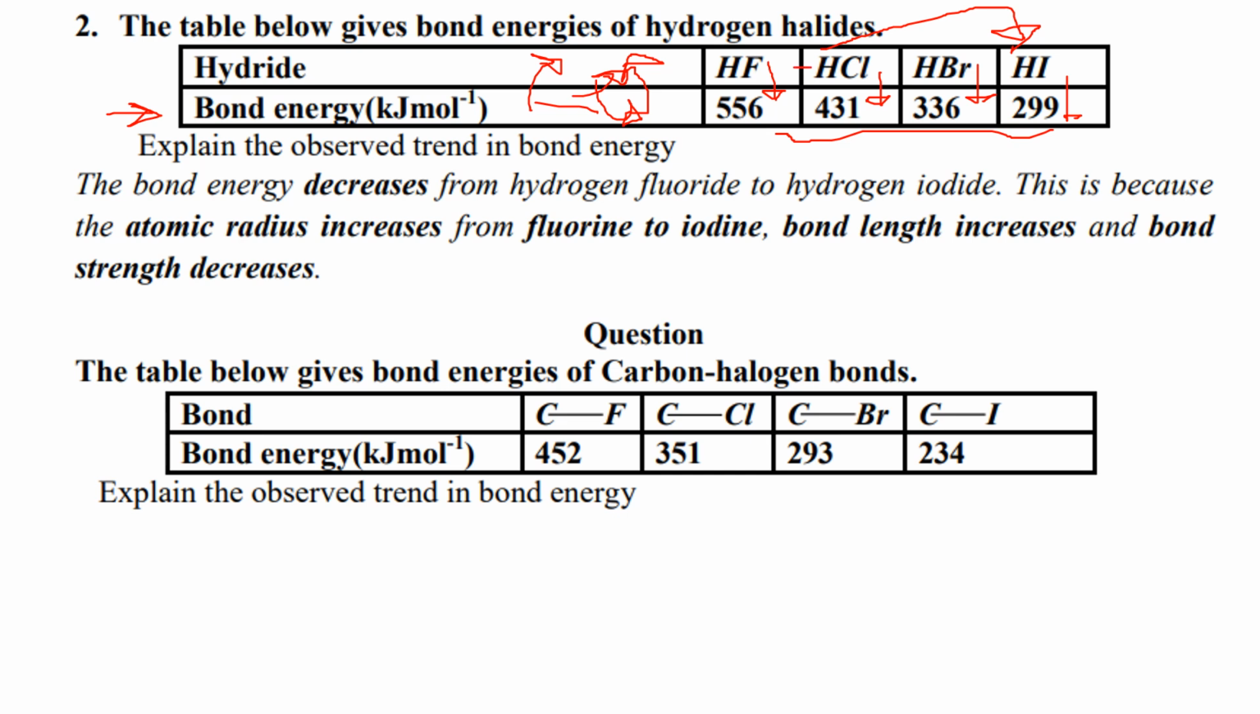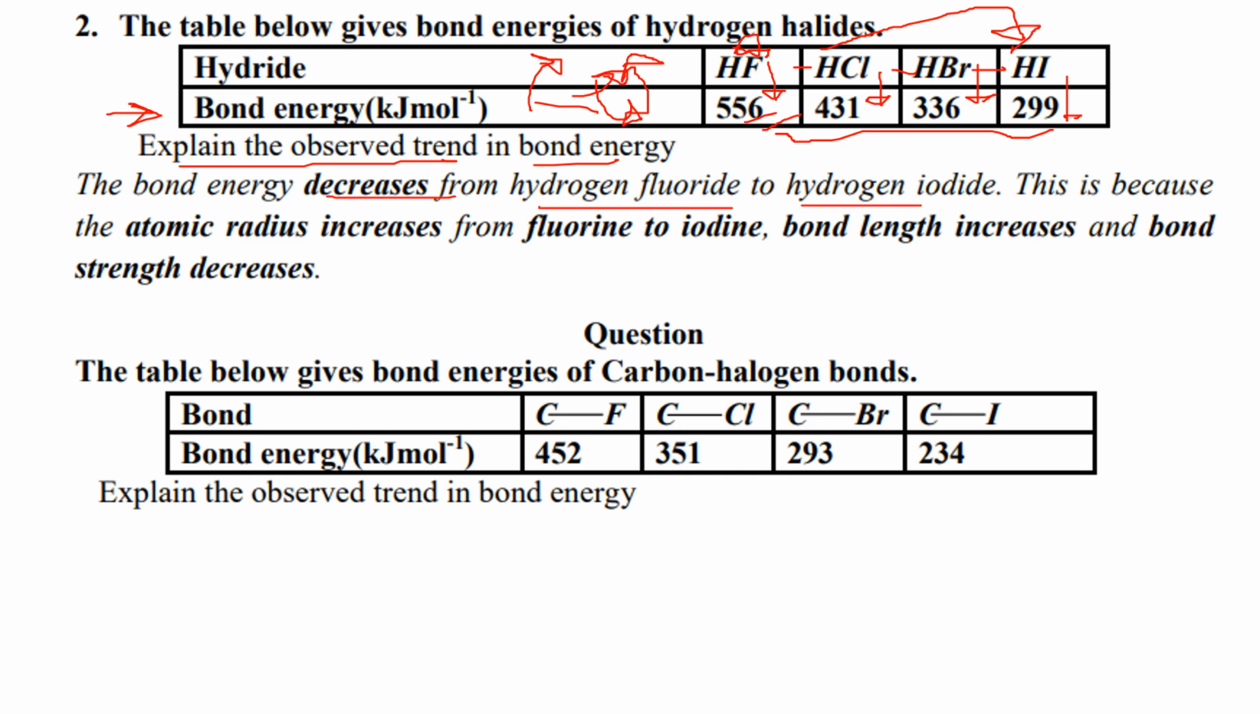All these are covalent compounds. Hydrogen fluoride has the highest bond energy because it is highly polar and has the smallest atomic radius. All the atoms have small atomic radii, and therefore they form short bond lengths, which require a very high amount of energy to break. So to explain the observed trend in the bond energy, we say that bond energy decreases from hydrogen fluoride to hydrogen iodide.